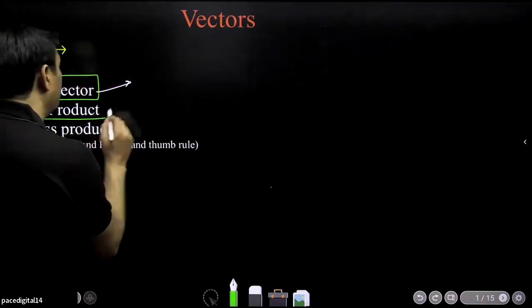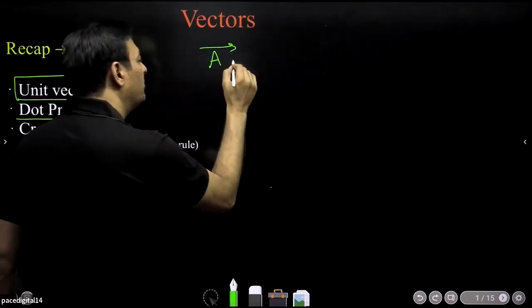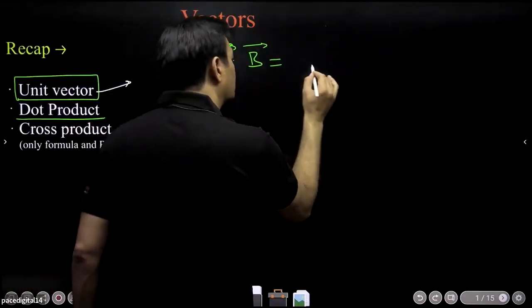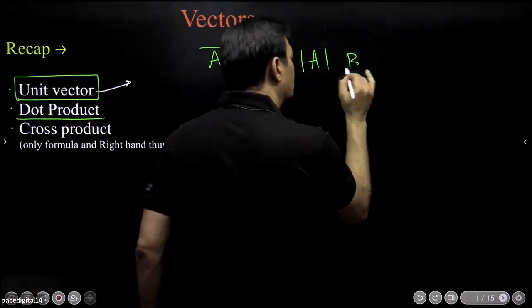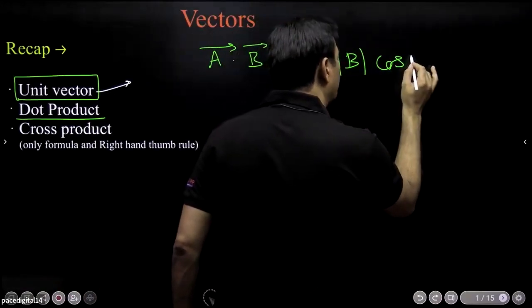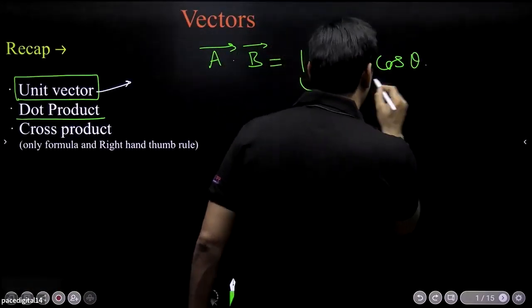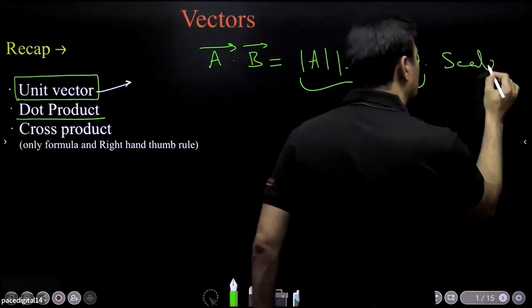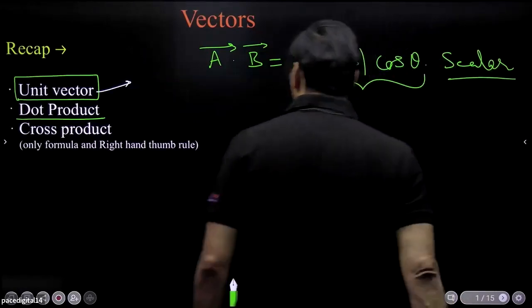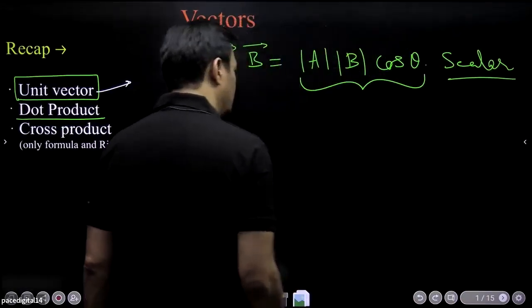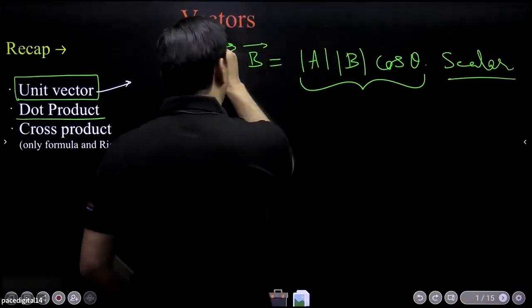Dot product of A and B. A dot B is equal to what? Magnitude of A, magnitude of B into cos theta. Is it a vector or a scalar? It's a scalar. Sir, why do we use cos theta? This is how it is defined.